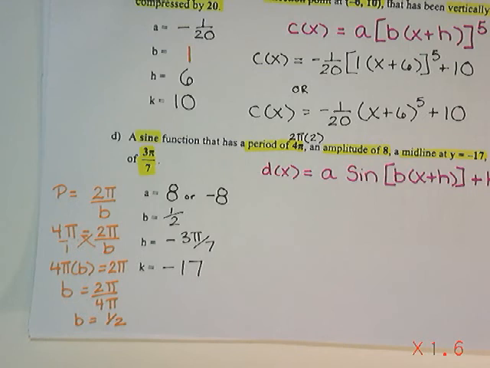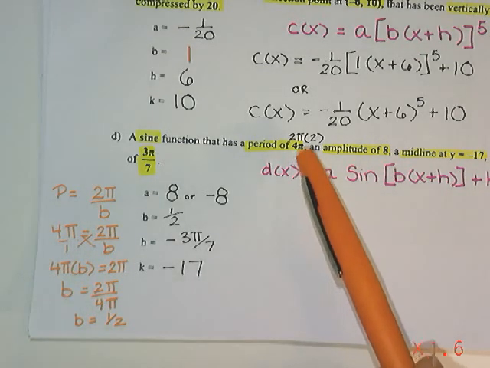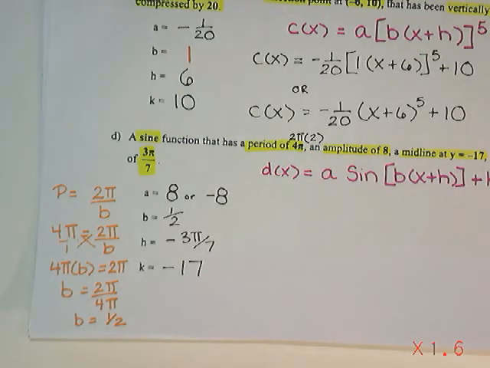So I personally prefer to just think about it, right? To think, how did 2 pi change to give me 4 pi? I multiplied it by 2. That would be a stretch of 2. So then this would be 1/2. But you can use the formula if you would prefer.